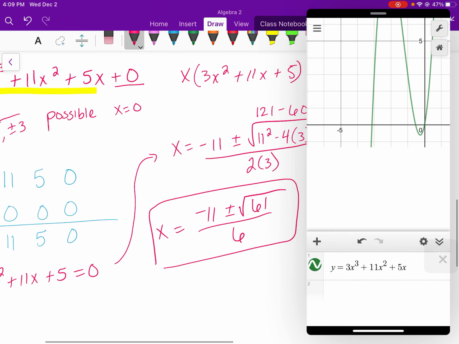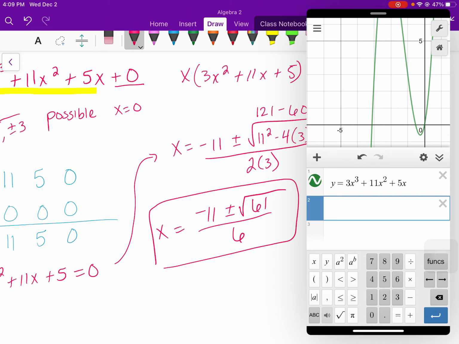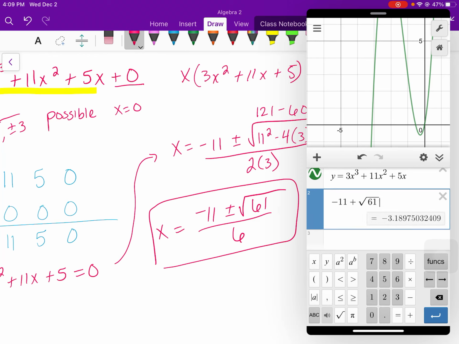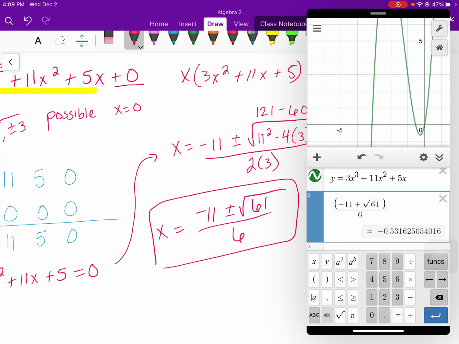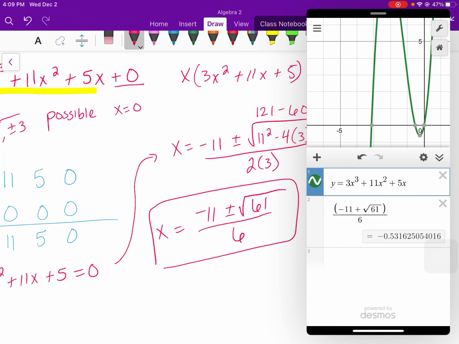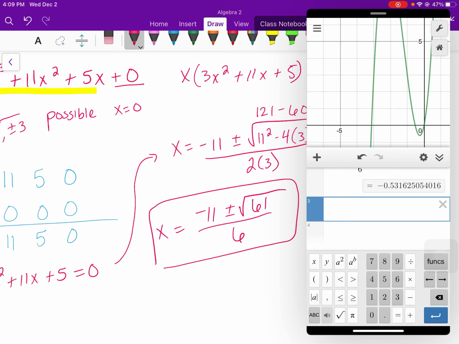So if you go back to a calculator and type in negative 11 plus the square root of 61, and then divide that number by 6, you're going to get negative 0.53. And I bet this negative 0.532 would be that first x-intercept.